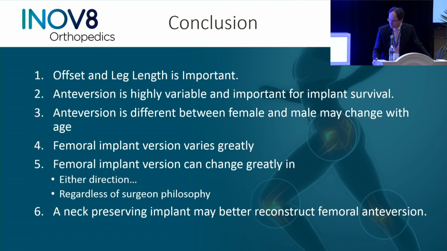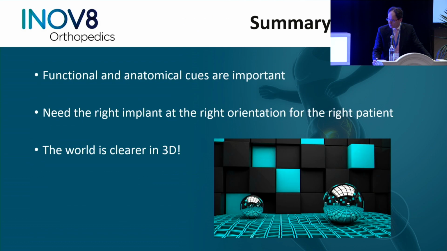Anteversion is highly variable and important for implant survival. Anteversion is different between female and male and may change with age. Femoral implant version varies greatly. Femoral implant version can change greatly in either direction, regardless of surgeon's philosophy or implant utilized. And a neck-preserving implant may better reconstruct femoral anteversion.